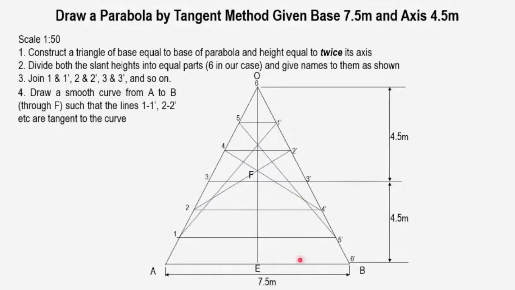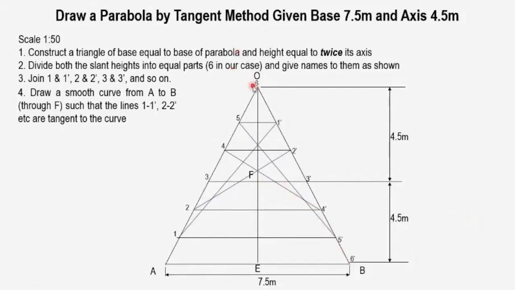So we have to draw a freehand curve starting from point A, moving like this so that 1, 1 dash is tangent, then 2, 2 dash is tangent, then 3, 3 dash is tangent. When the line 3, 3 dash is tangent to the curve, this means that the curve will pass through point F here. Then it will come here, 4, 4 dash is tangent, then 5, 5 dash is tangent, and finally reach up to P.